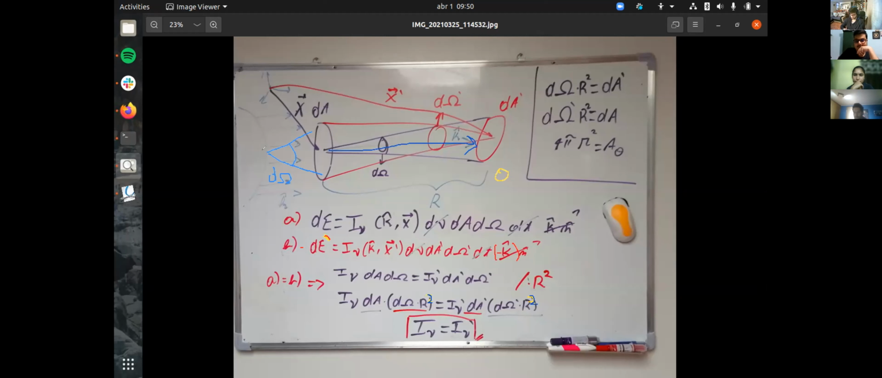So I think you're saying that this solid angle that comes from the light source, from the sun, is different than the solid angle between these two. Is it? If I'm wrong, please correct me.